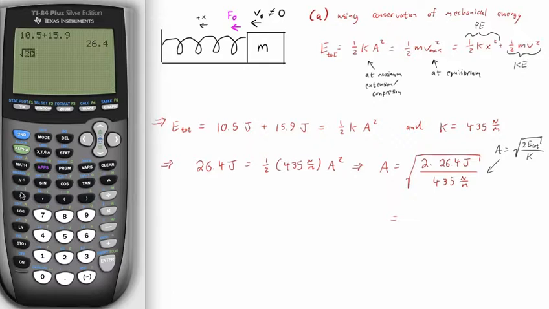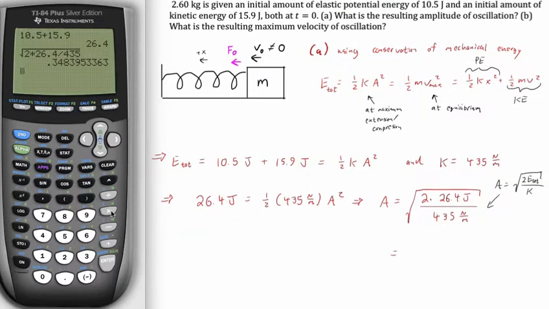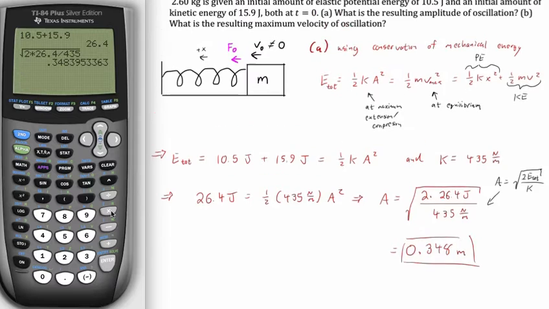Okay, and 2 times that value there, which doesn't have any rounding in it, so I guess we could have retyped it, but that's fine. And 435. Okay. All right, so we get an amplitude of 0.348. We're working with 3 sig figs here. Yep, so 0.348 meters, 34.8 centimeters. Okay. So that is the amplitude of the oscillation, as what we're asked for in part A.